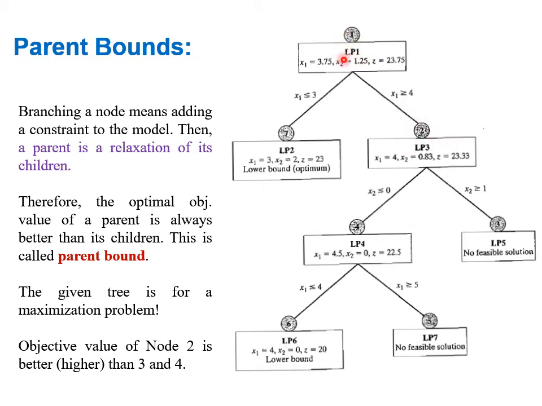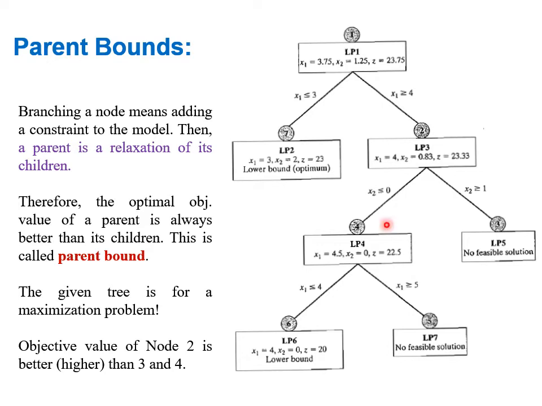So when we compare LP1 and LP2, in LP2 we have this additional constraint, and in LP1 we don't have that constraint. From this perspective, a parent is a relaxation of its children. So LP1 is a relaxation of LP2. In LP2, if we delete this constraint, we come up with this one. Similarly, in LP3, if we delete this constraint, x1 greater than or equal to 4, then we obtain LP1. So LP1 is a relaxation of LP3, right? So a parent is a relaxation of its children.